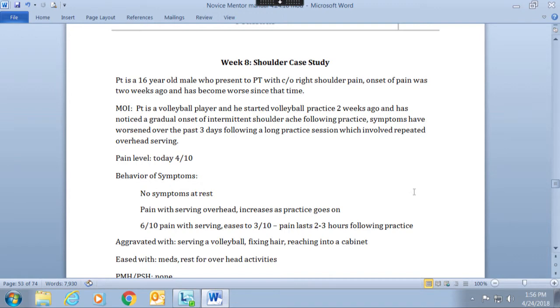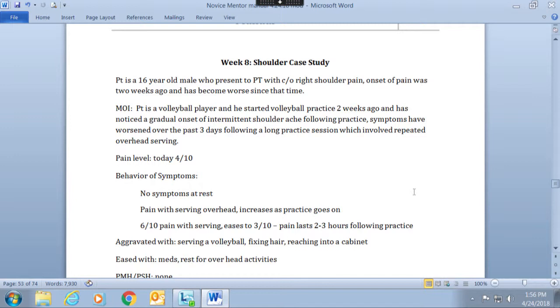Number 8, shoulder case study. As you read through the case study, you'll see a volleyball player, 16 years old. The pain is 4 to 10. The key to this one is he started volleyball practice about 2 weeks ago. Intermittent shoulder ache, worsened over the last 3 days with increased serving.